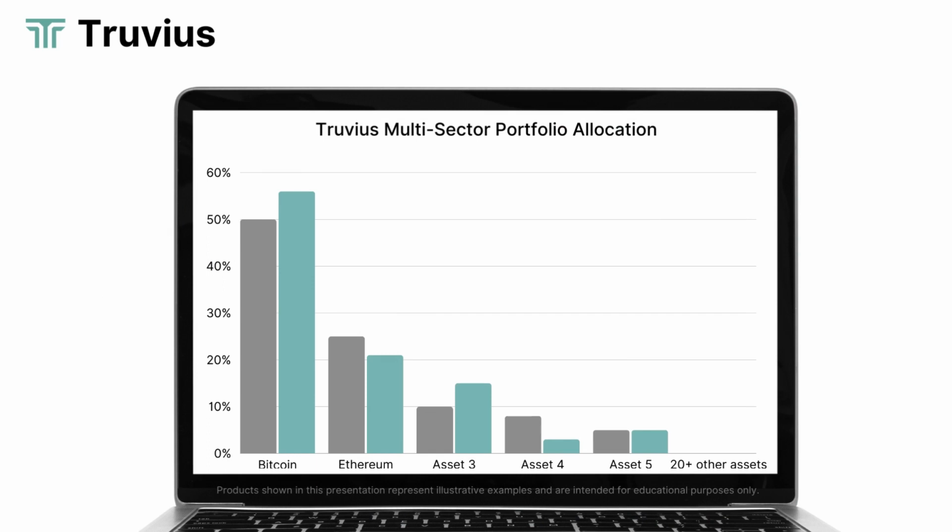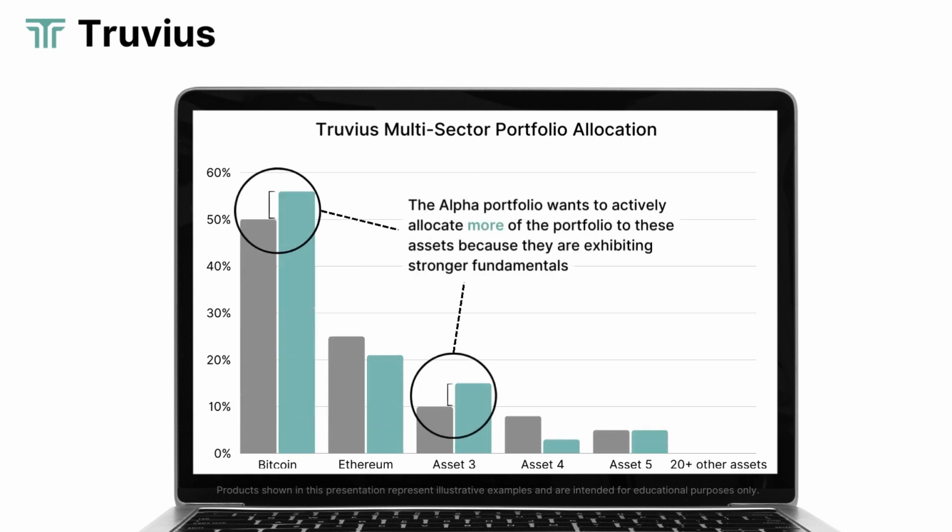Here we see how an illustrative hypothetical crypto portfolio is allocated. The gray bars represent a passive portfolio's allocations, and the green bars represent an alpha portfolio's allocations. In this example, 50% of the passive portfolio is allocated to Bitcoin, 25% to Ethereum, and so on. But notice the alpha portfolio holds more Bitcoin and more of crypto asset 3 compared to the passive portfolio. This indicates that the alpha portfolio wants to actively invest more of the portfolio in these 2 crypto assets because they are exhibiting stronger fundamentals.